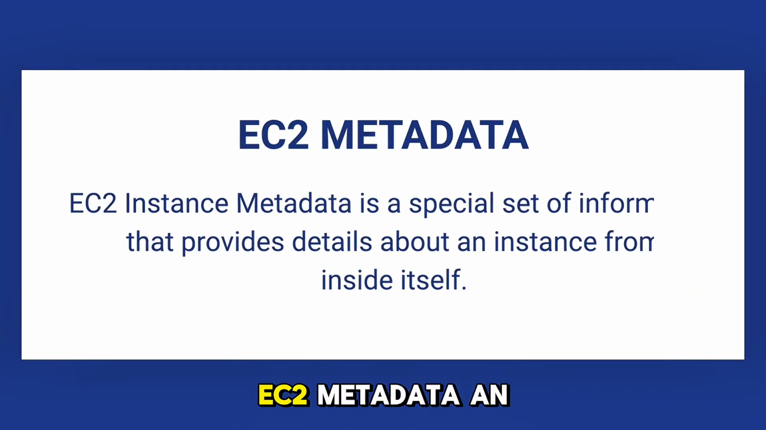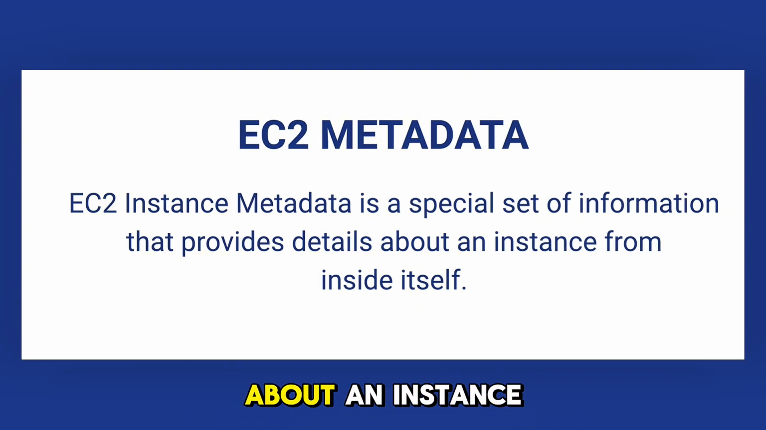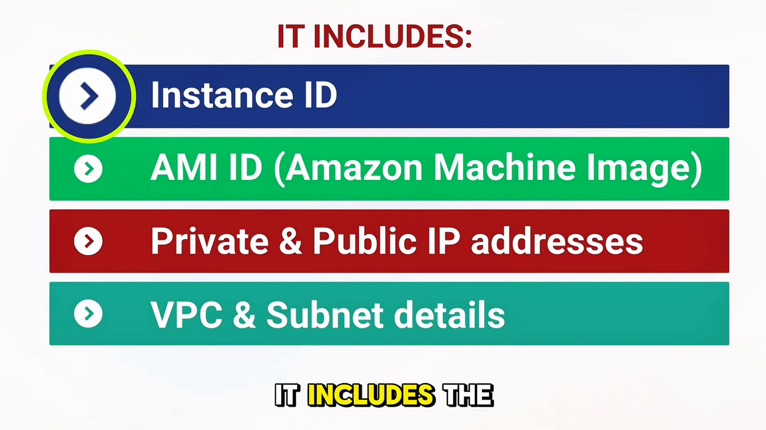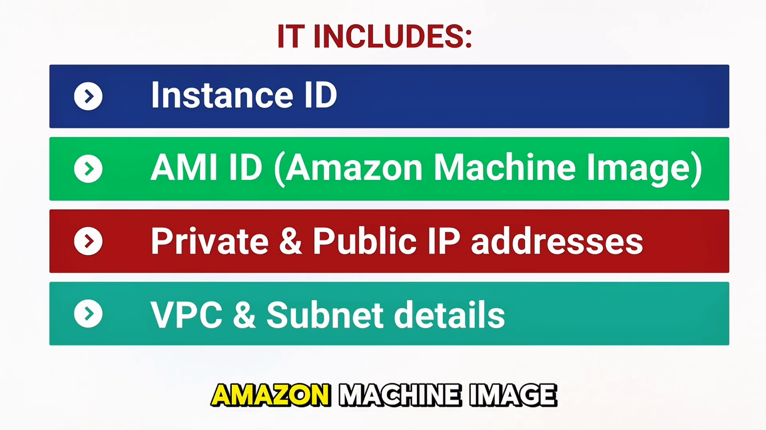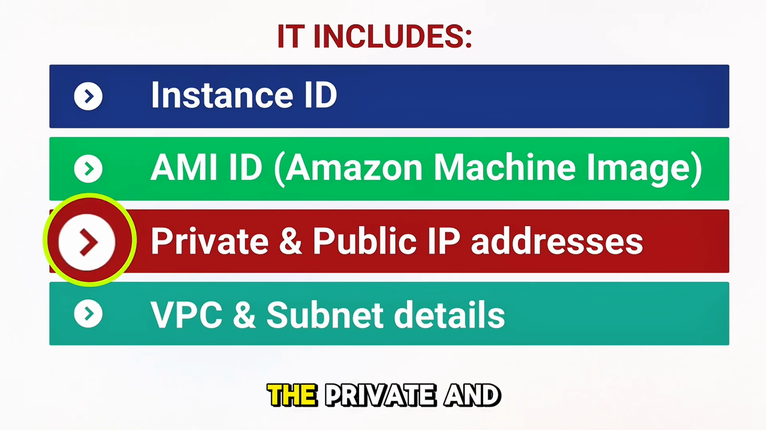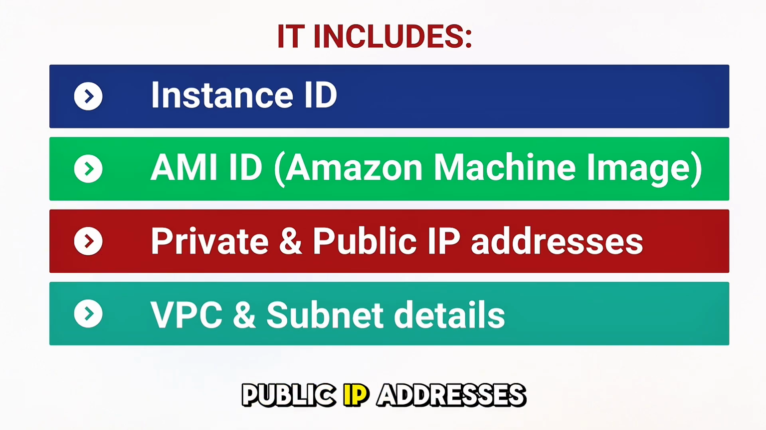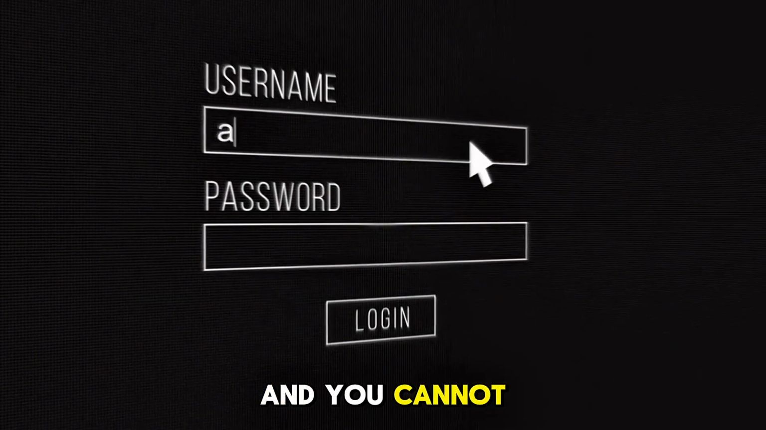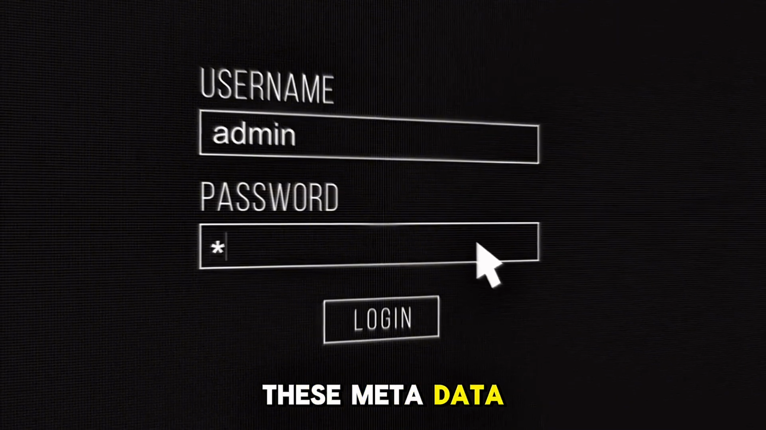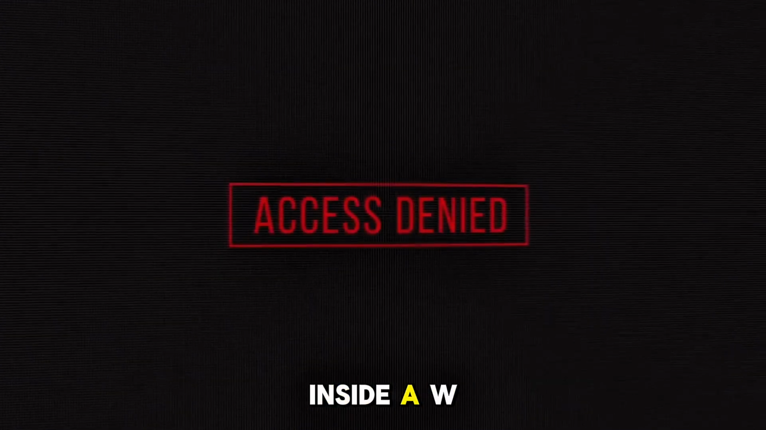What is EC2 metadata? EC2 metadata is a special set of information that provides details about an instance from inside itself. It includes the instance ID, the AMI ID, that is the Amazon Machine Image ID, the private and public IP addresses, and the VPC and subnet details. And you cannot access this metadata from outside the instance. It's only available inside AWS.